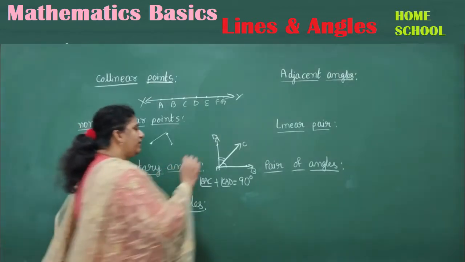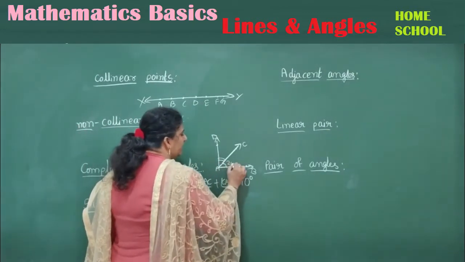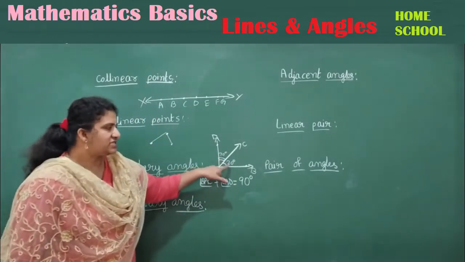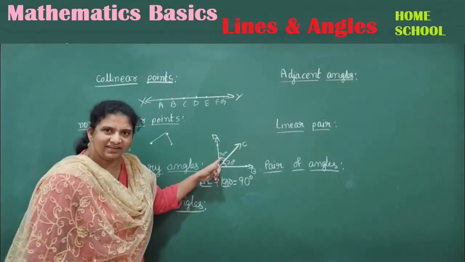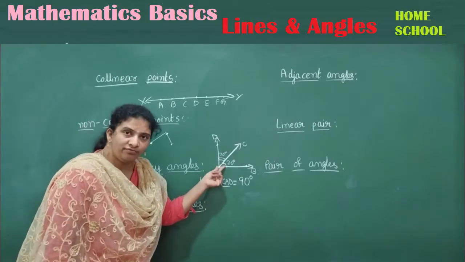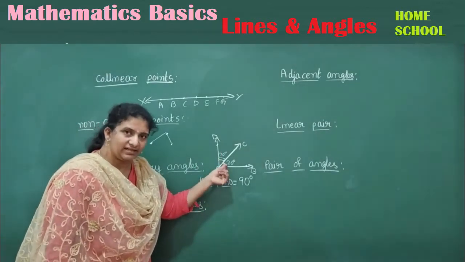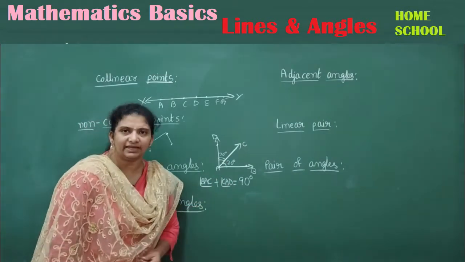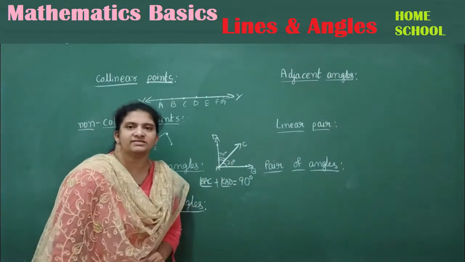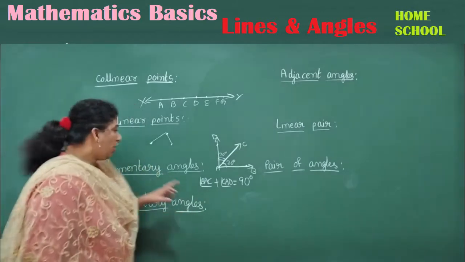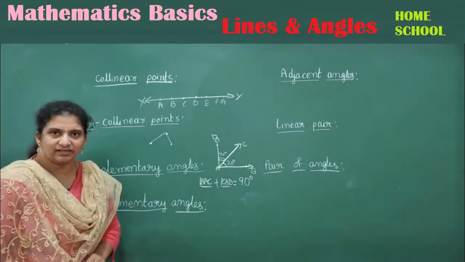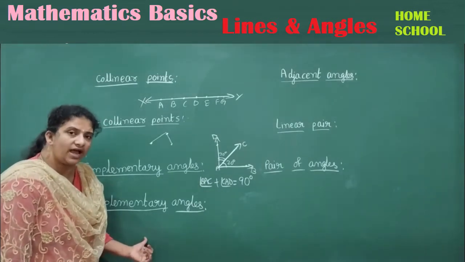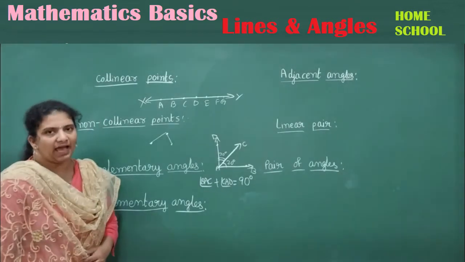So what might it be? You may take here 20 degrees, you may take here 70 degrees. 70 degrees plus 20, how much? 90 degrees. If the sum of the two angles is equal to 90 degrees, then these types of angles are called complementary angles. And if the sum of the two angles is 180, those angles are called supplementary angles.